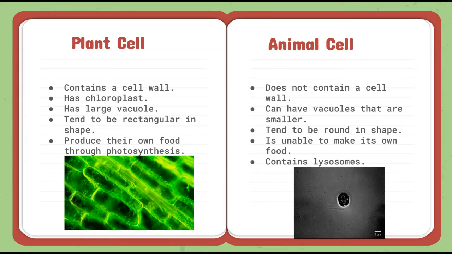So they need to go out and find their own food, whether it's through hunting, or eating other organisms, whether they're eating other animals, animal cells, or plants. And animal cells also contain lysosomes, which plant cells do not.